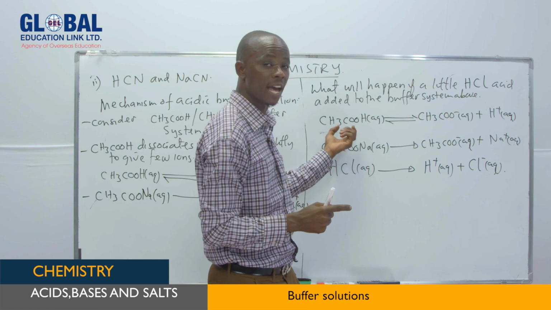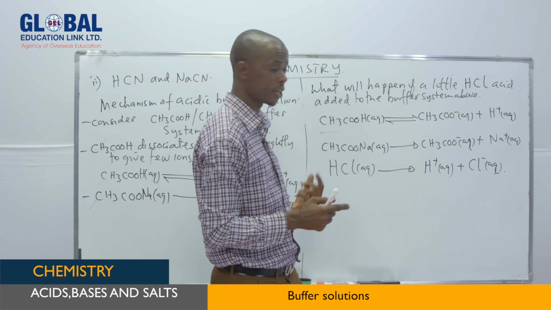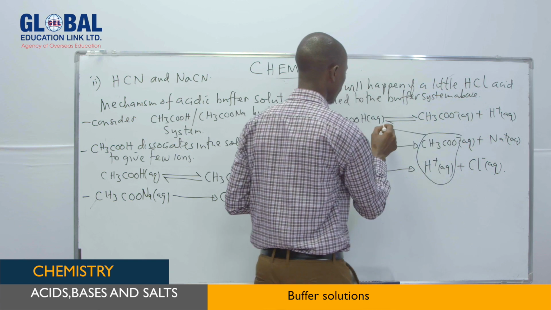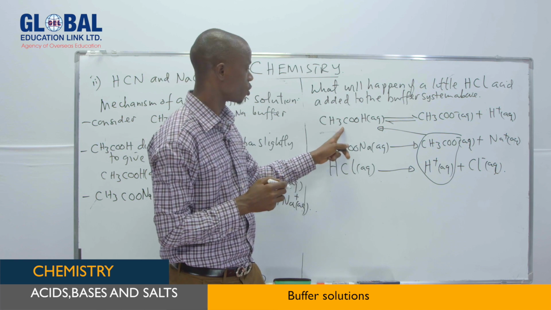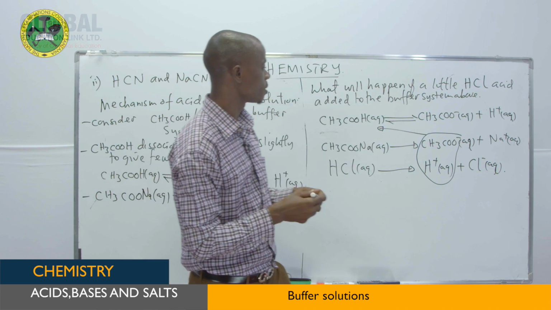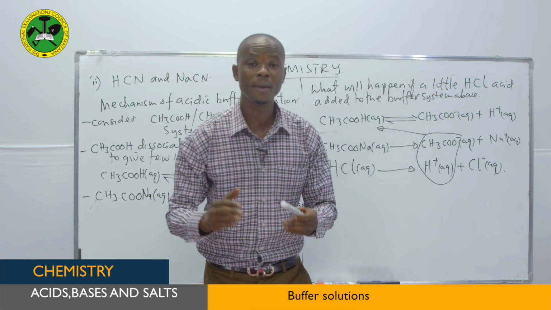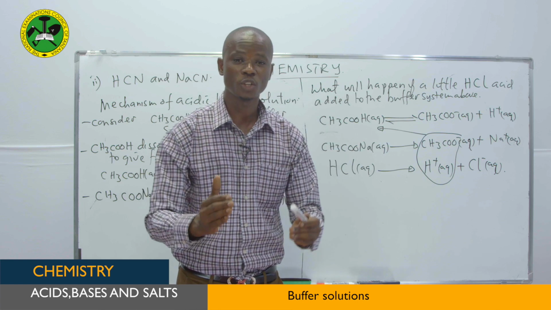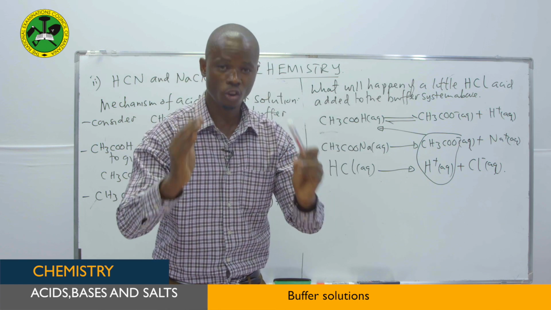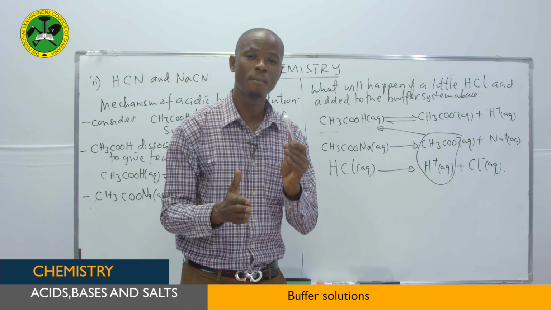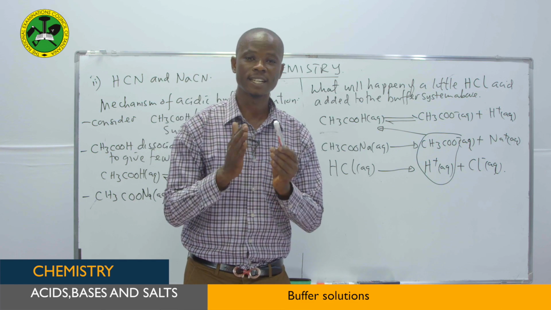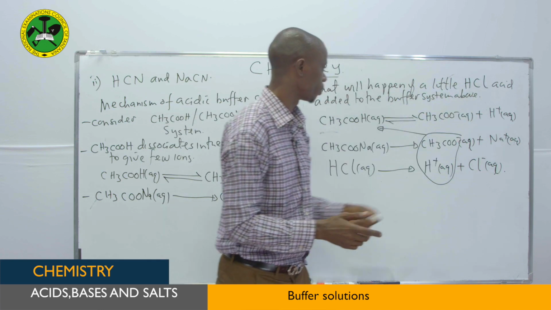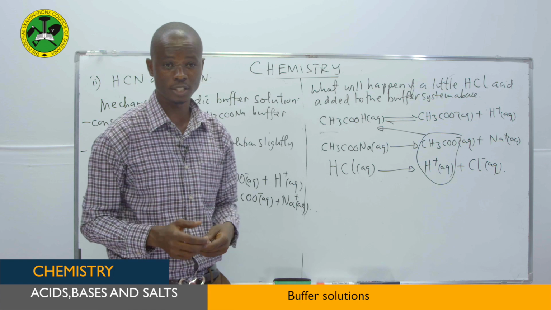That means the equilibrium of the acetic acid now will lie backward. So these will react, these will combine. And when they combine, they will form back the acetic acid. So if that happens, that means the concentration of hydrogen ions will remain fairly constant. Now, if that happens as well, the pH of the solution will remain constant. That is how the buffer solution can resist the change in pH when a small amount of hydrochloric acid is added into that system.